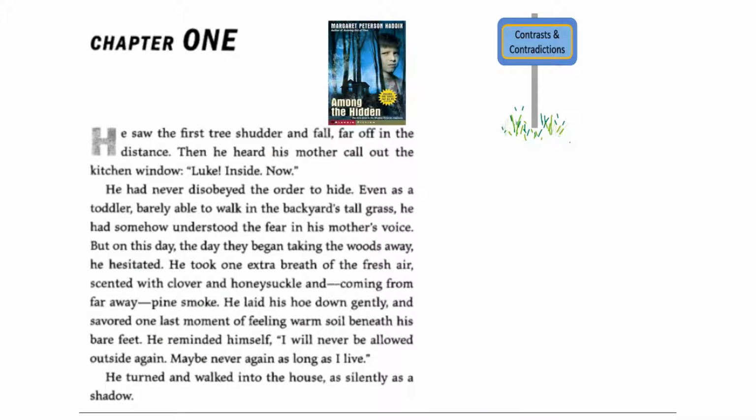Okay, so let's look at how contrasts and contradictions might be found in a text. I'm going to use Among the Hidden by Margaret Peterson Haddix, and this is the first page of chapter 1. So I'm just getting oriented to this story. I'm trying to figure out who are the characters, what problems might they have, and what kind of a place is this. Let's look for some contrast and contradiction as I read.